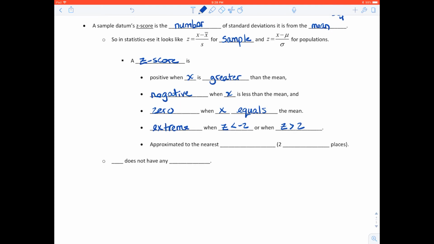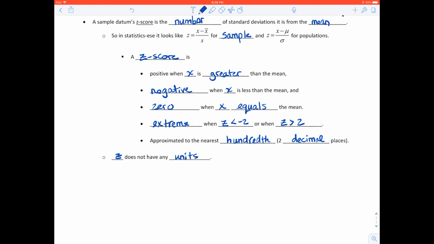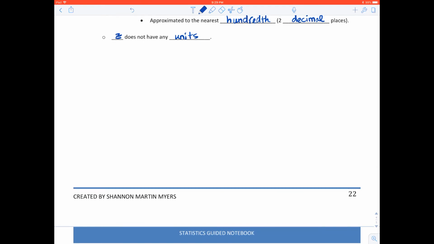All right, so a z-score is approximated to the nearest 100th, 2 decimal places. And z does not have any units. They get divided out when you do that fraction here. Okay, so let's see what this will look like comparatively.